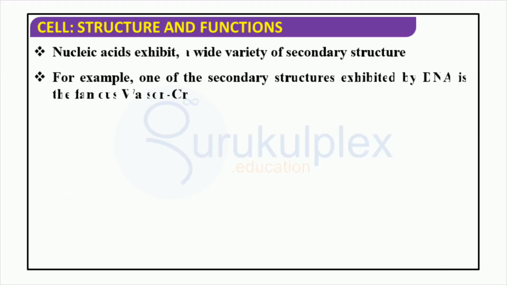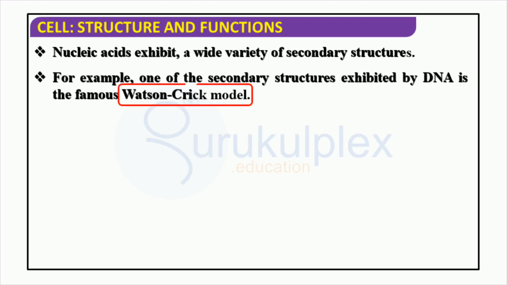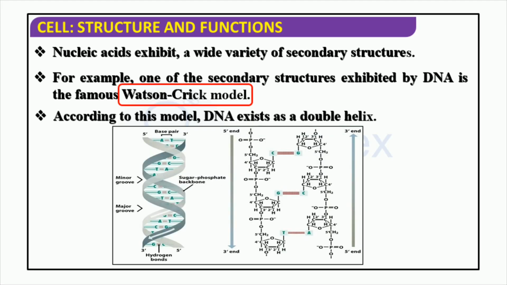The Watson-Crick model is a well-known example of a secondary structure exhibited by DNA, suggesting that DNA forms a double helix structure, the most commonly known shape of nucleic acids. However, nucleic acids can also take many other secondary formations which vary in complexity.